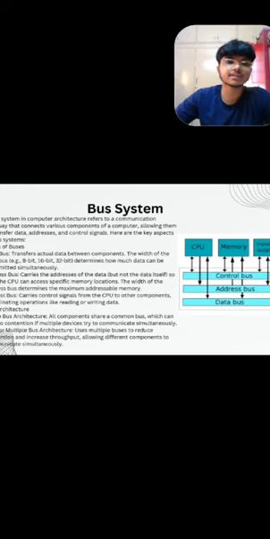Address bus. It carries the addresses of the data so the CPU can access specific memory locations. The control bus carries control signals from the CPU to other components, coordinating operations like reading or writing data. There are two types of bus architecture: single bus architecture, or common bus, and dual or multiple bus architecture. Multiple buses are used to reduce congestion and increase throughput, allowing different components to communicate simultaneously.